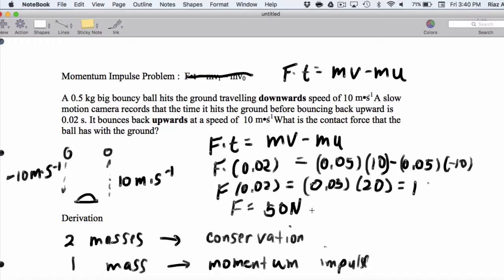So this is kind of the basics of impulse and momentum, and we'll be taking a closer look at this on Monday.